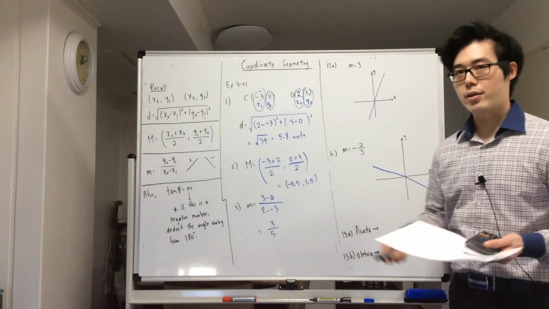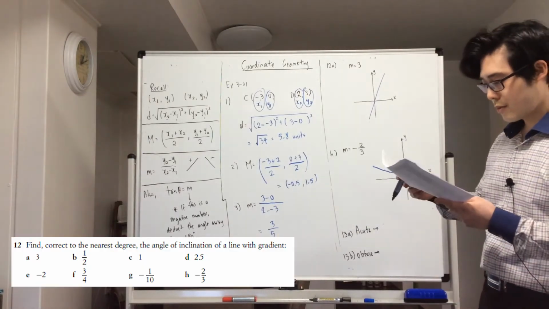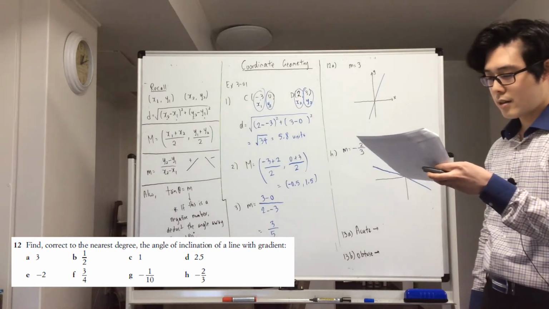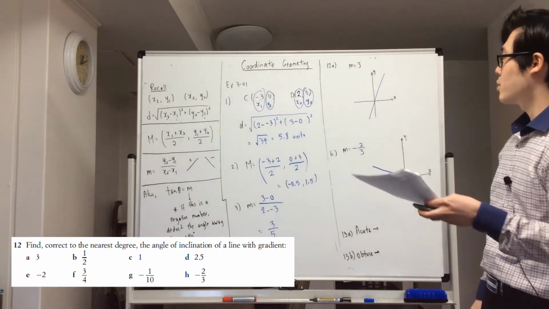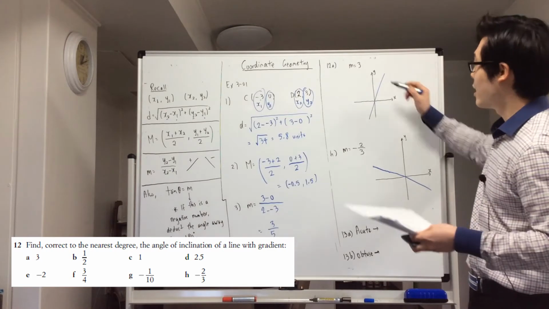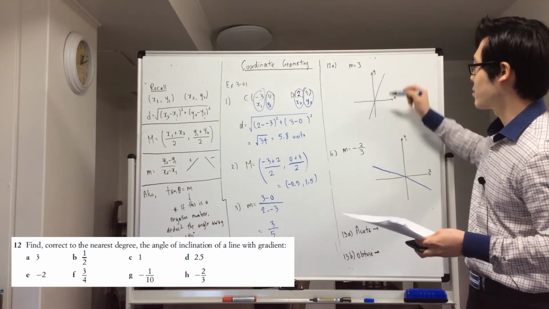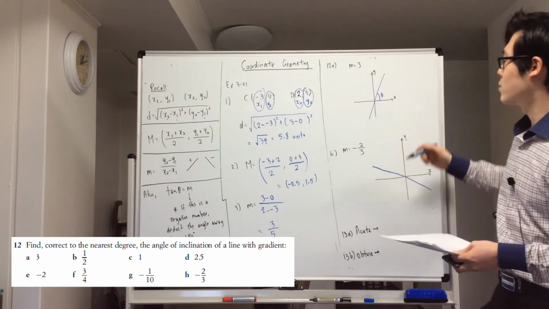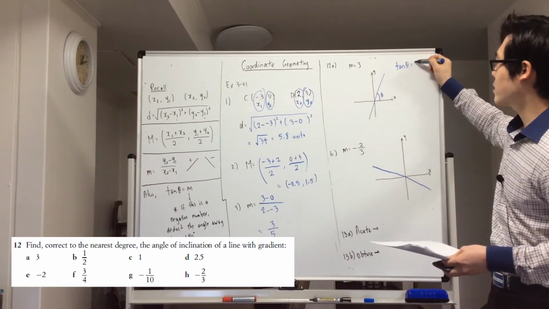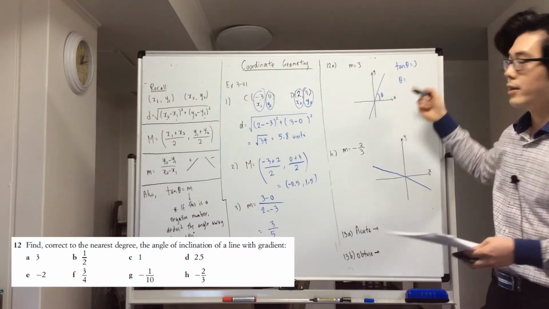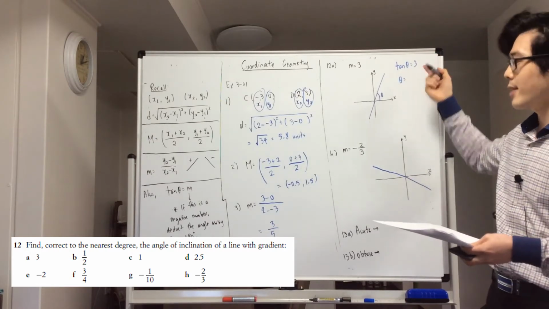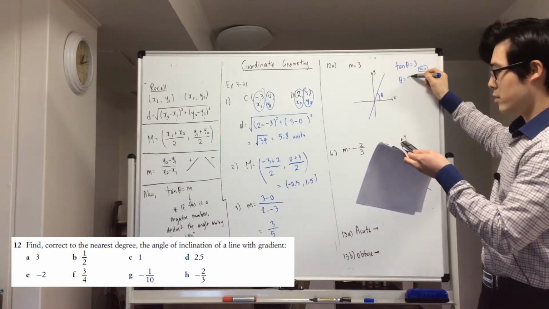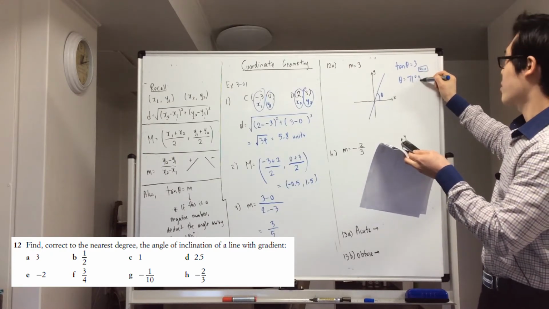Now, a bit more extra though. Question 12, it says find, correct to the nearest degree, the angle of inclination of a line with gradient 3. So what that means as a diagram, you have a line and the gradient is 3. What they want you to find is that angle, okay? In order to find that angle, all you need to do, tan theta is equal to 3. So in order to find the angle, press shift tan that. Okay, don't forget to press this. That will give you 71 degrees and 34 minutes.